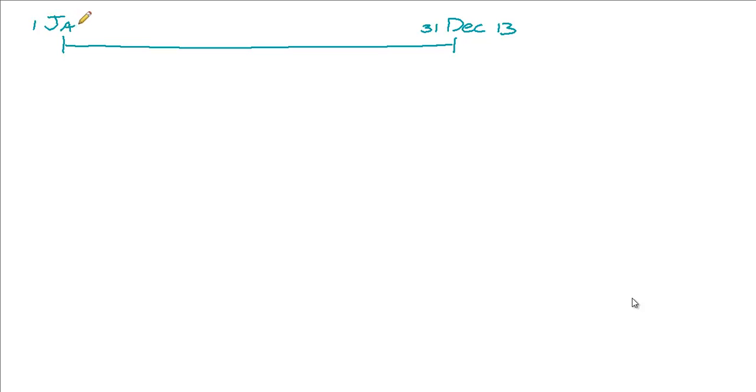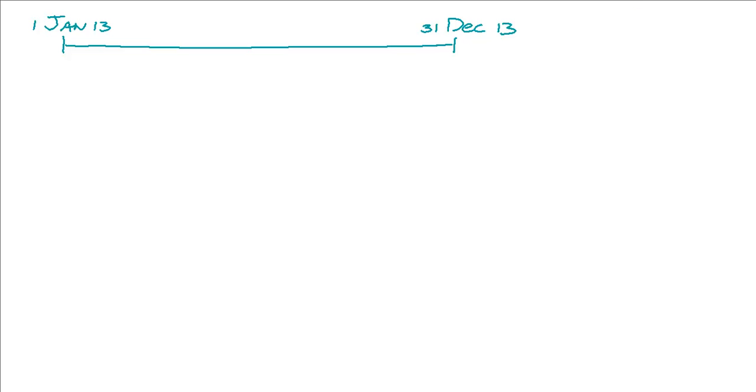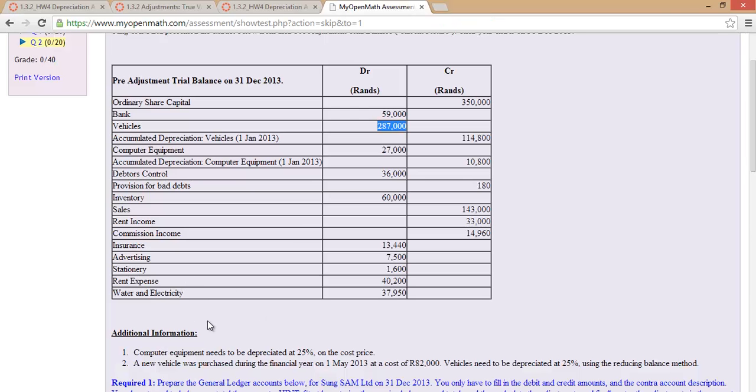Right, so my timeline will run from the 1st of January all the way until the 31st of December, which is my year end. So the 1st of January 2013 to the 31st of December. Right, so the information says that the vehicle's balance on the 31st of December 2013 was 287,000 Rand. So on this day, the vehicle account had a balance of 287,000 Rand.